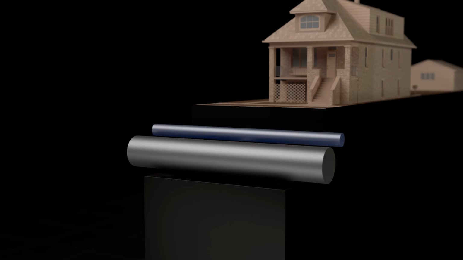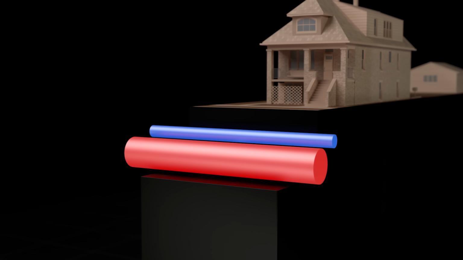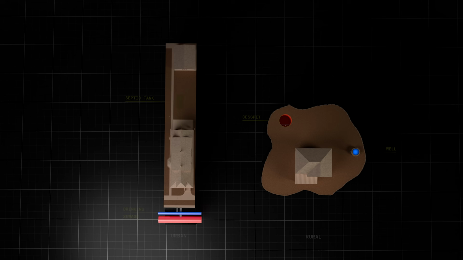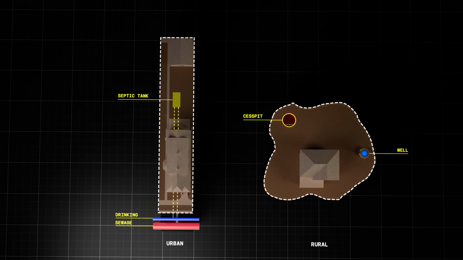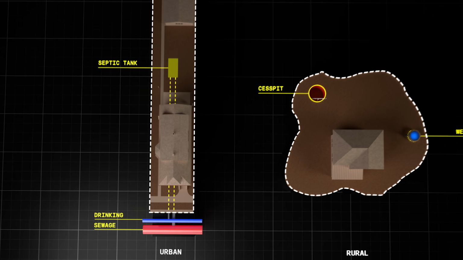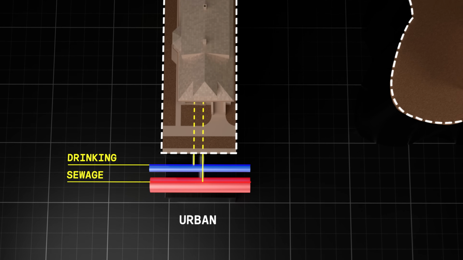In urban areas, both drinking water and sewage are pumped in and out centrally. So individual lots are best arranged with their short sides facing the street. This minimizes the length of the individual sewer runs, as well as the space between the different connections.